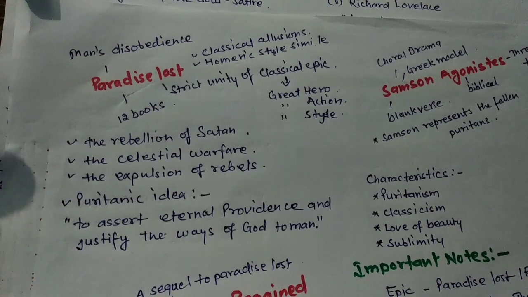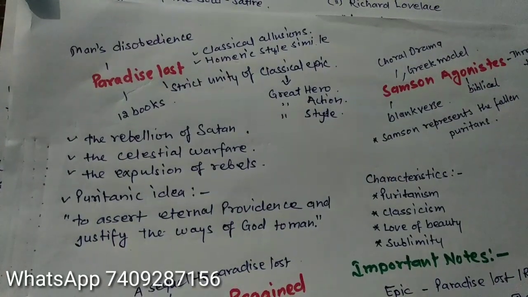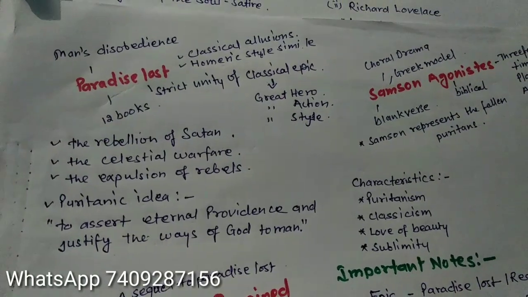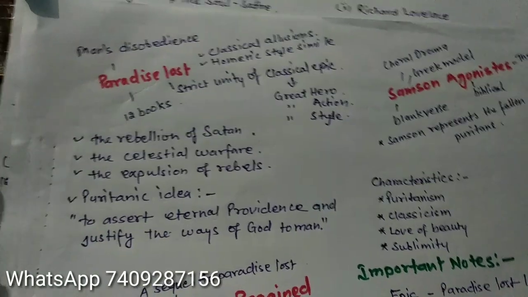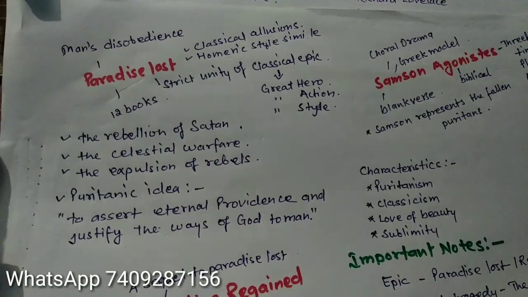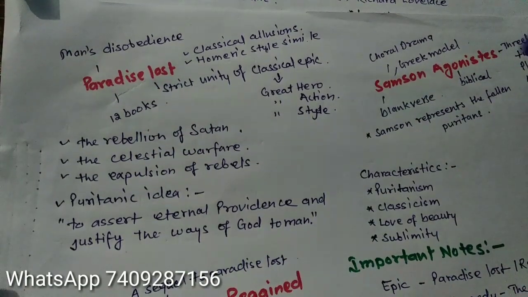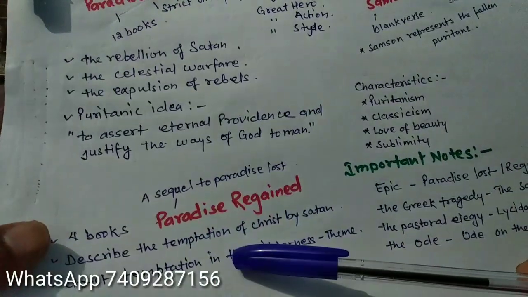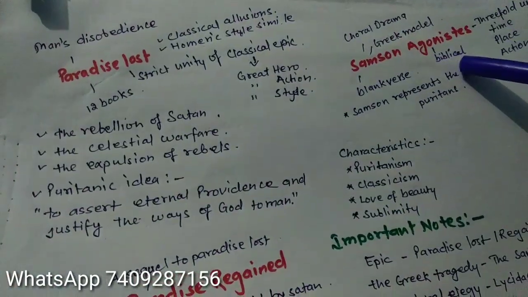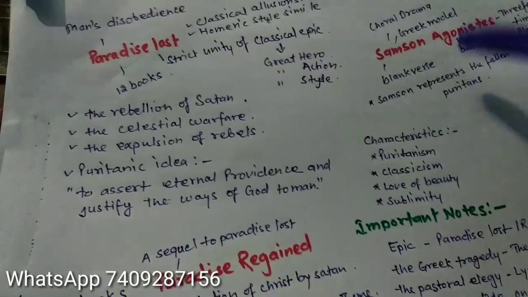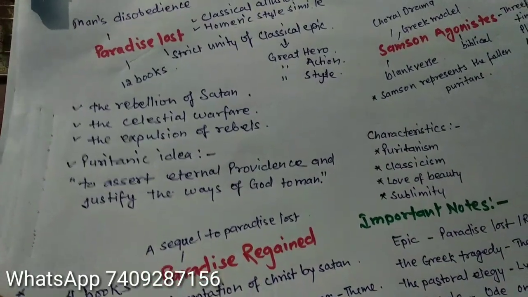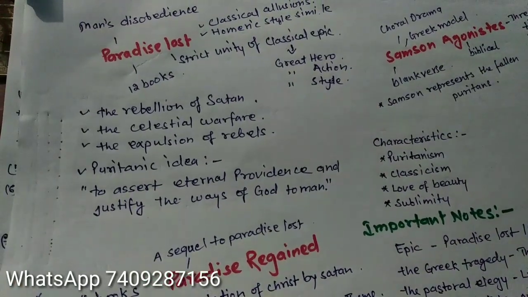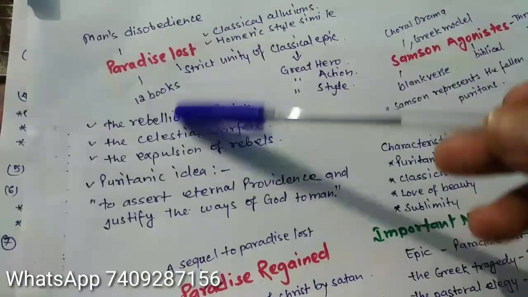Hello everyone, you are most welcome again on my channel. As we are doing Milton Days, we can have a look at some works by John Milton. It's not about the story of the works, but some important facts about the works. The first work I have taken is Paradise Lost, second is Paradise Regained, and third is Samson Agonistes, along with some key notes about Milton. These key notes are asked in several exams. So let's start with Paradise Lost.